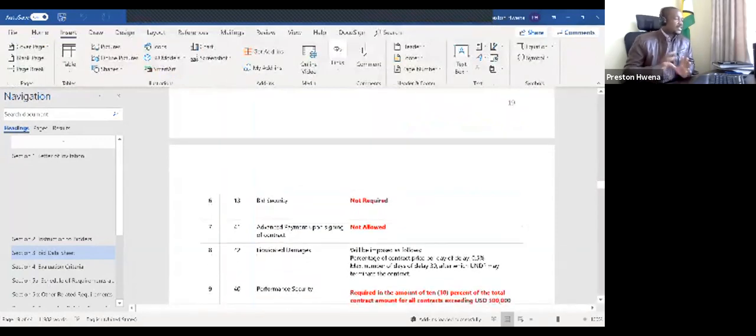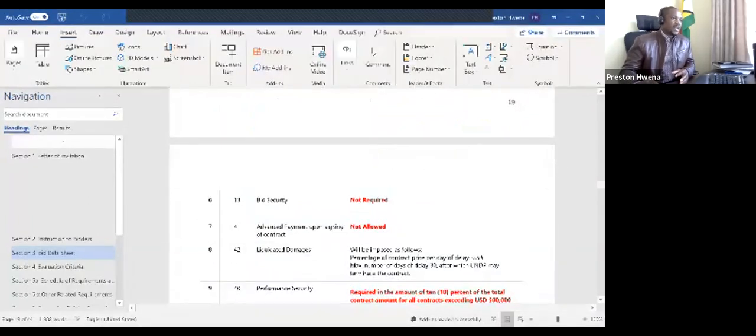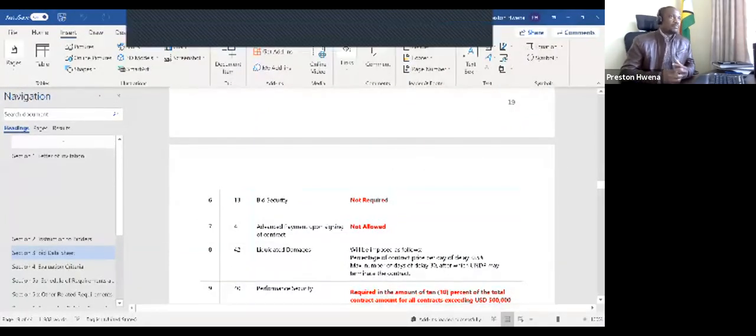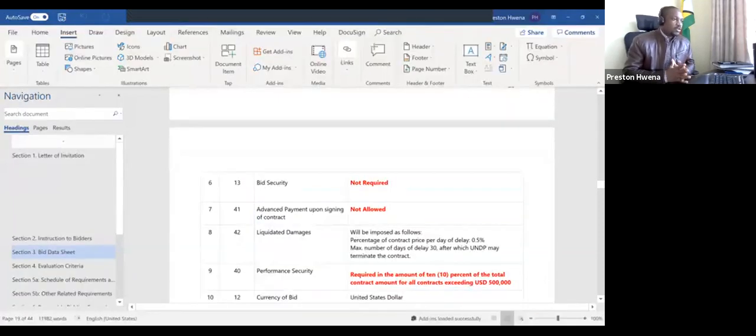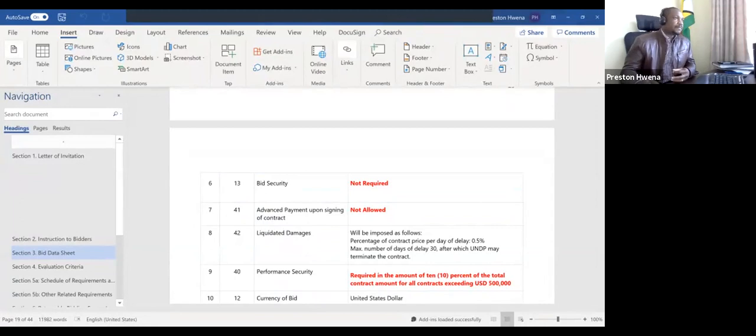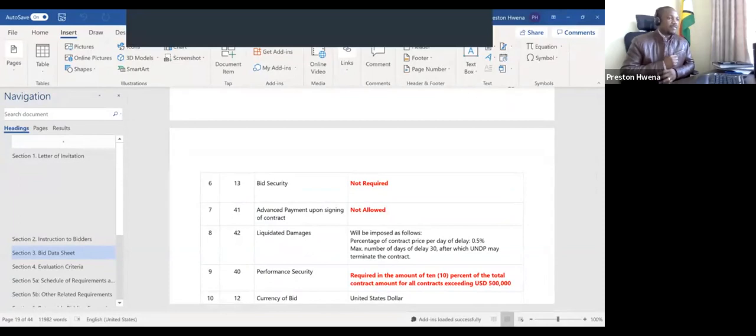Bid security in this case is not required. So don't worry about bid security. I've seen some bidders asking about bid security, but when you go through the document, we do not want bid security because we are also trying to promote our local suppliers. We also understand the current environment that we are operating in. That's why we don't require bid security for this ITB.